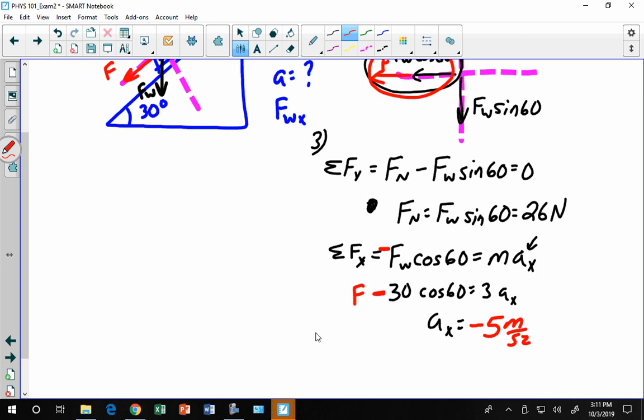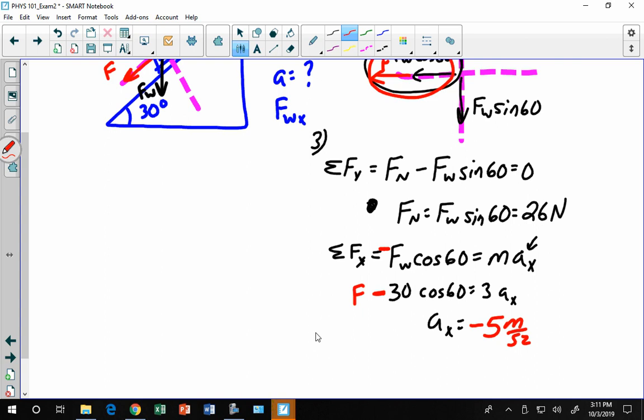3 steps. Draw the free body diagram, resolve the vectors, apply Newton's second law. And when you apply Newton's second law, you're creating equations where that F equals ma, the sum of the forces equals mass times acceleration, so that you can figure out whatever it is you're looking for.